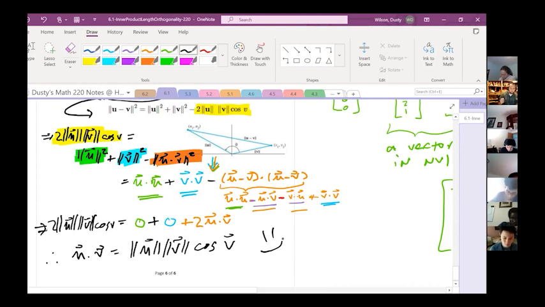So what's the point of this? The point of this is, I think, that we verified the relationship between the dot product and the law of cosines.